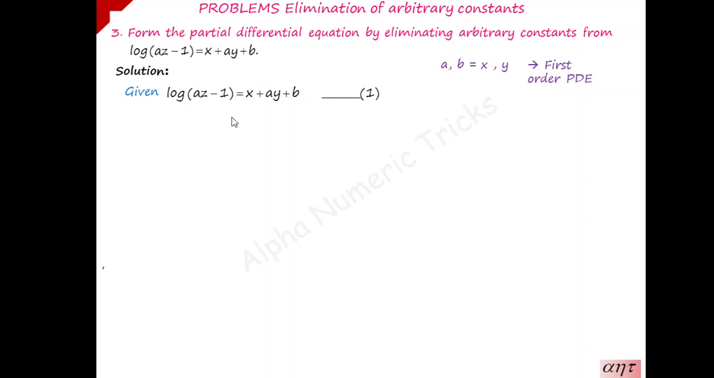Now you have to differentiate 1 partially with respect to the independent variable x. So what is differentiation of log x? Yes, it is 1 by x. In the same way, differentiation of log of az minus 1 is also equal to 1 by az minus 1 into, you have to differentiate the denominator with respect to x because z is a function of the variable x, and written in the numerator.